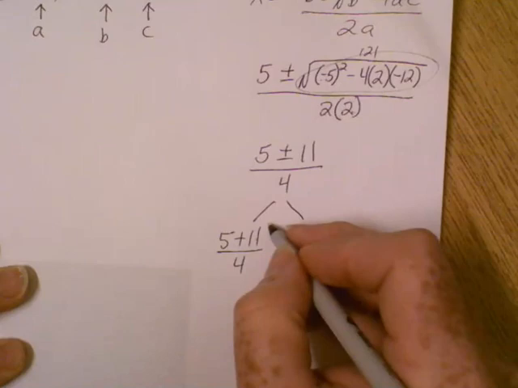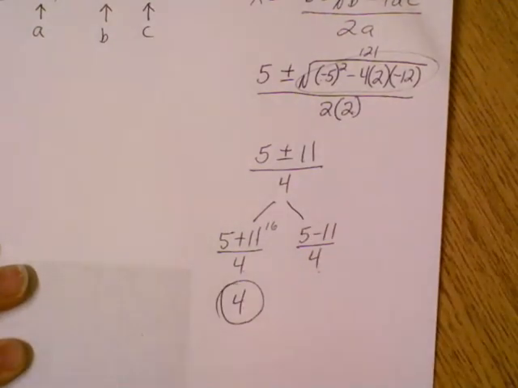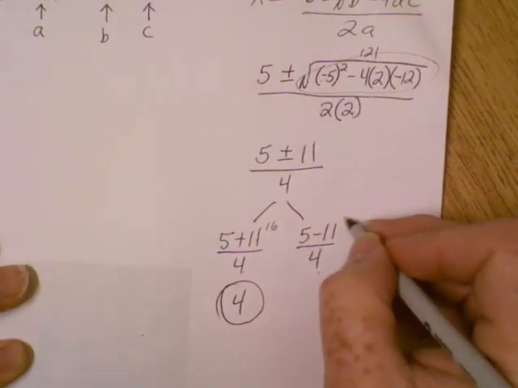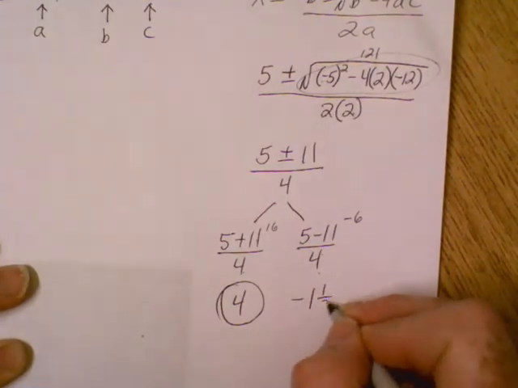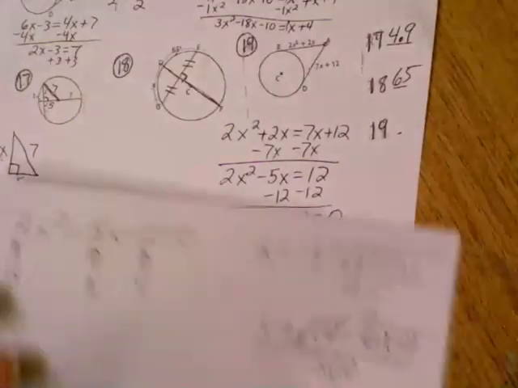5 plus 11 is 16. 16 divided by 4 is 4. That's one of our answers. So x could be 4. 5 minus 11 is negative 6. Negative 6 divided by 4 is negative 1.5. Again, we're going to go back and check to make sure both of these work.